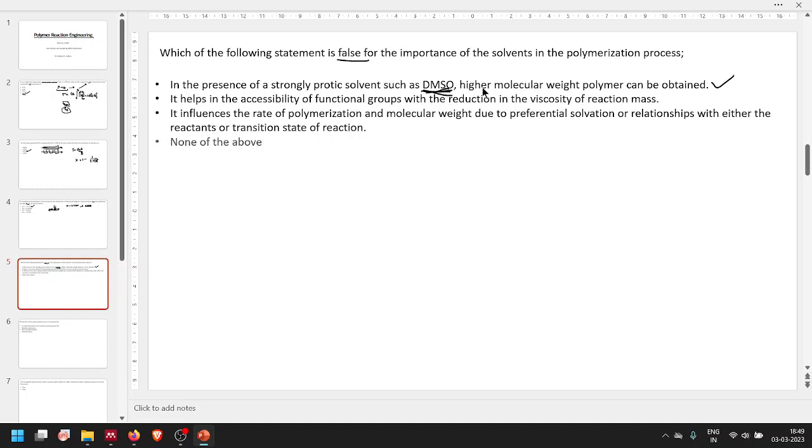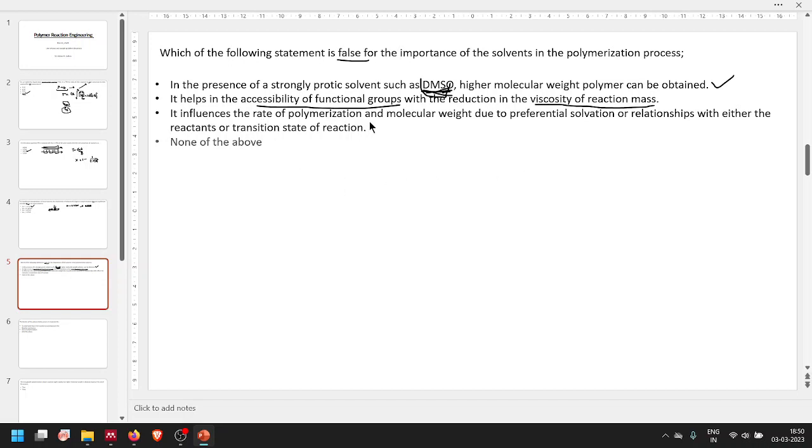high molecular weight polymers. It can easily give rise to higher molecular weight polymers during reactions. Since it's a highly protic solvent, it can make the functional groups more accessible, because of which high molecular weight polymers can be obtained. It helps in accessibility of functional groups with a reduction in the viscosity of the reaction mass. Since the viscosity of the reaction mass is reduced in the strong solvent, it is easier for monomers to reach the functional groups, because of which the higher molecular weight polymer can be formed more easily.